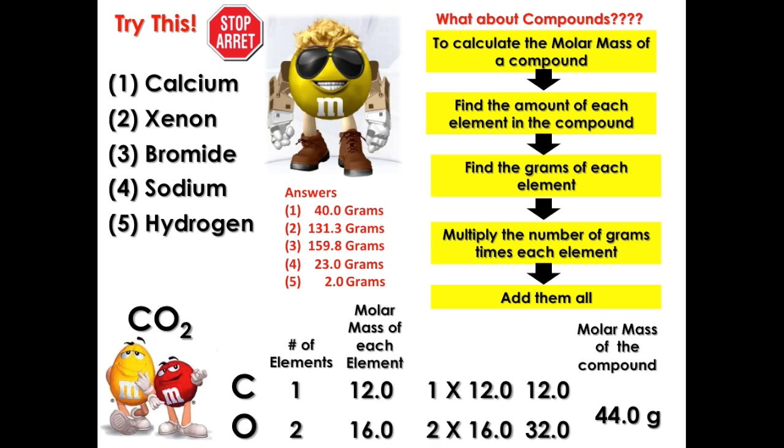If we are looking for the molar mass of carbon dioxide, first we have carbon and oxygen. The number of atoms for carbon is 1 and for oxygen is 2. The molar mass for carbon is 12 and for oxygen is 16. Multiplying times the number of atoms will give us 12 for carbon and 32 for oxygen. Adding them all will give us 44 grams, and that will be the molar mass of carbon dioxide.